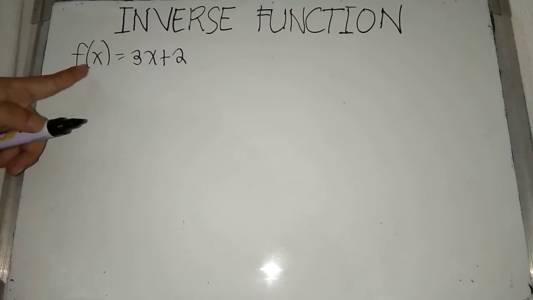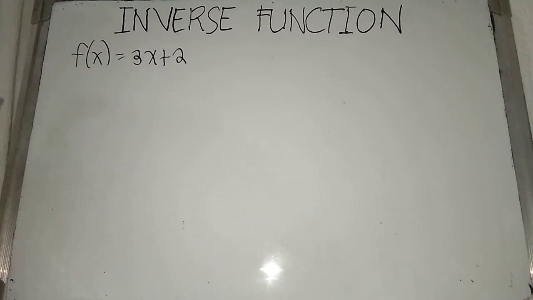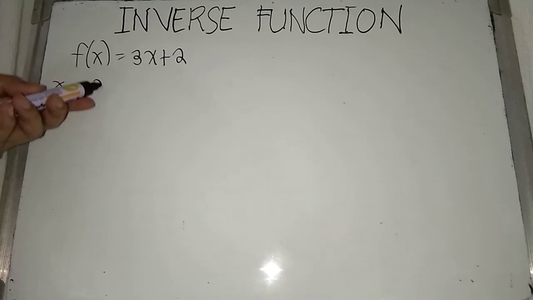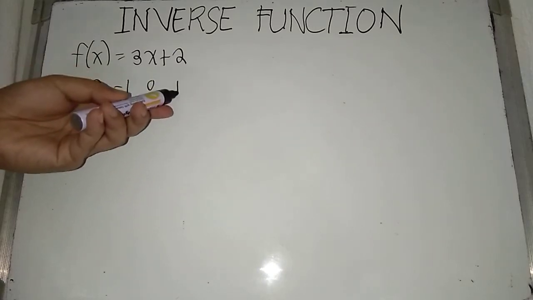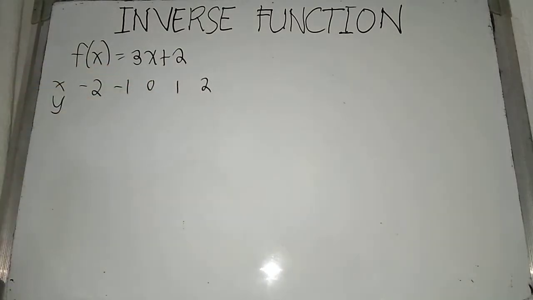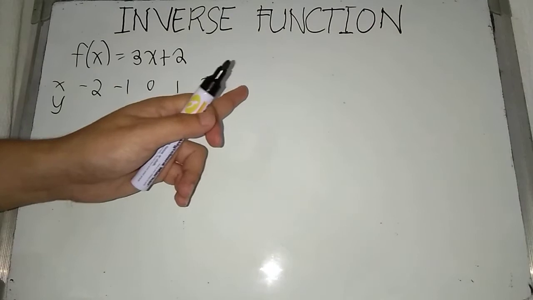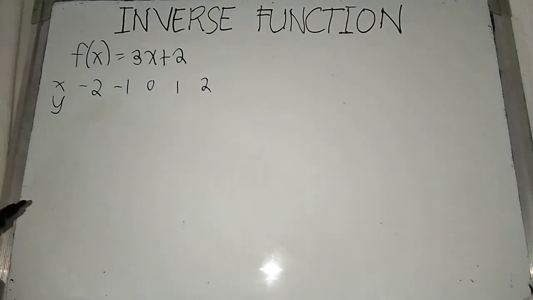Now we know that f of x is just equal to y. So we have here our x, y. We can pick negative values, 0, and we can take positive values. You can proceed with negative 3, negative 4, negative 5. You can proceed with 3, 4, 5. It depends on your preference.